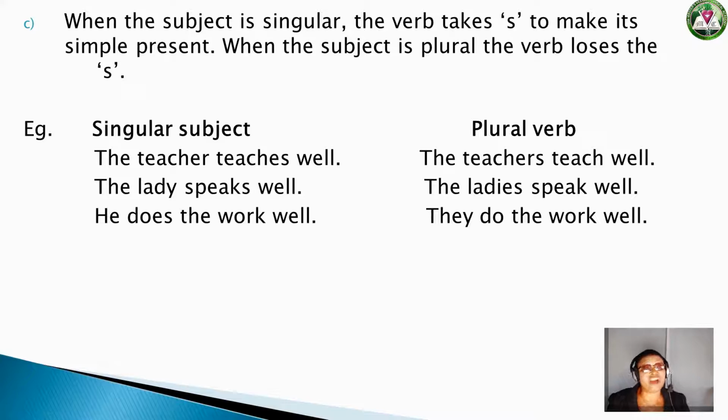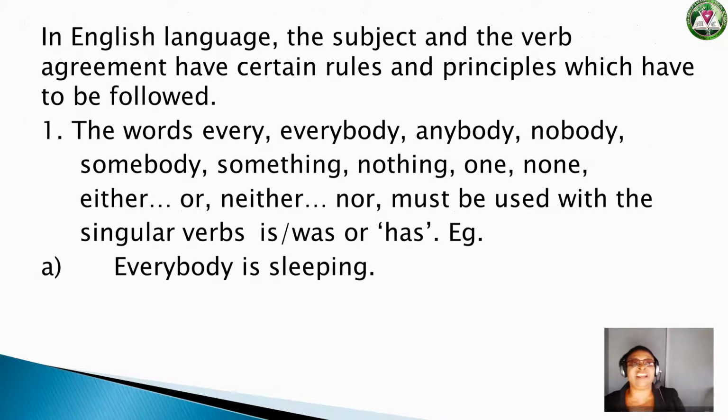Three, he does the work well. In the plural form, we say they do the work well. So you should take note of this. When the subject is singular, the main verb takes S to make it simple present. But when the subject is plural, the main verb loses the S, as you can see in the examples.